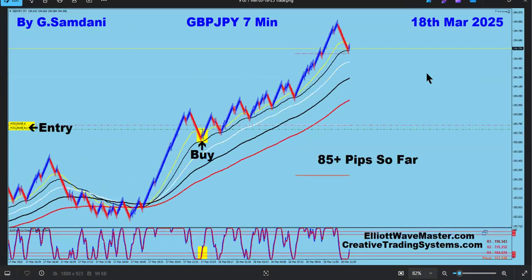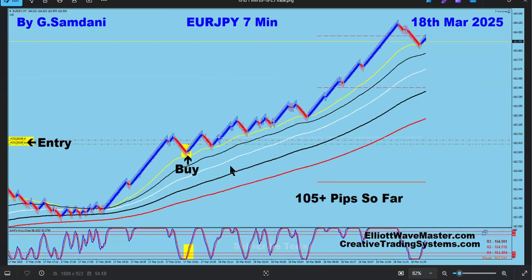Now the 18th starting, and the pound yen continues going to the upside, and a beautiful entry here by the book, 85 pip. And this one again, like I said, they all go in the same direction at the same time. So euro yen went up as well from here, 105 pip.